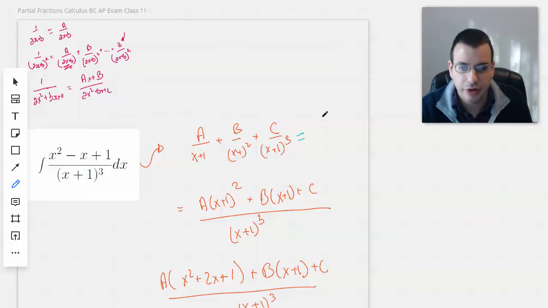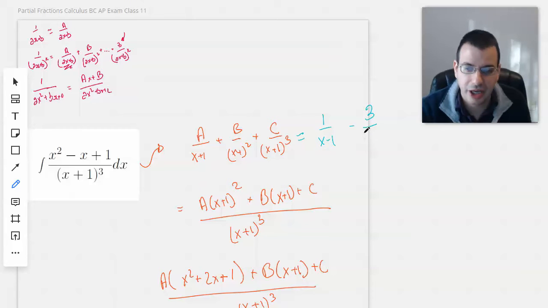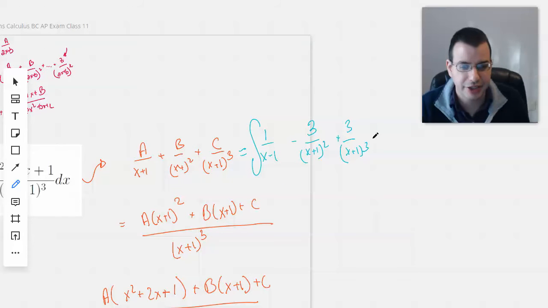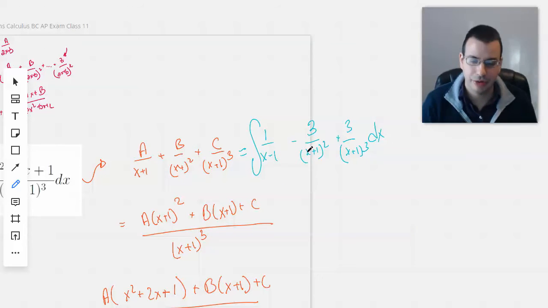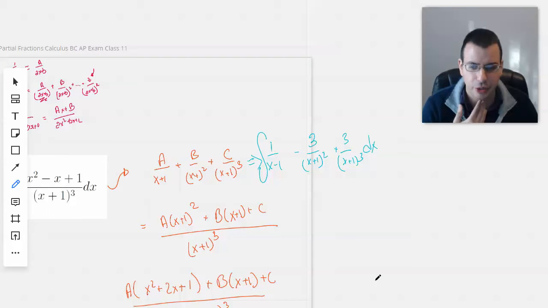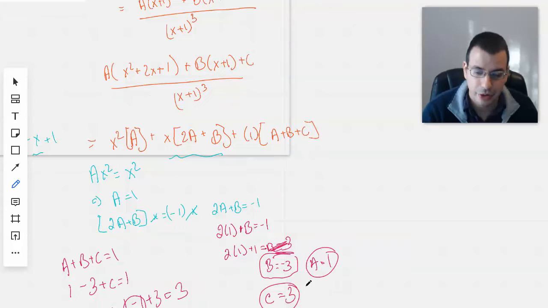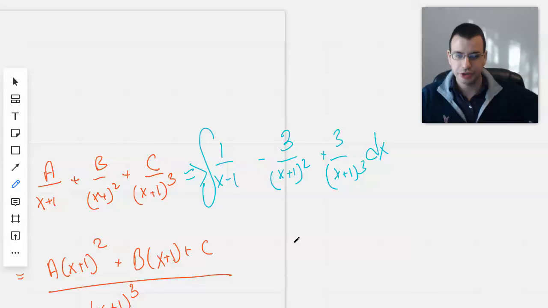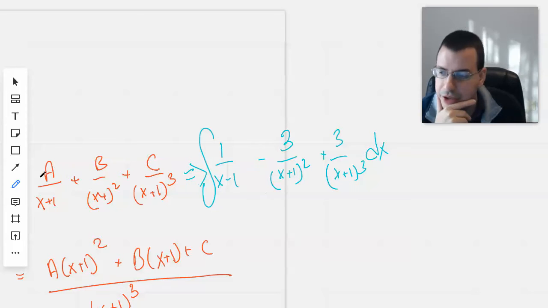Let's see, 1 over x plus 1 minus 3 times x plus 1 squared plus 3 over x plus 1 cubed. And then this is integral dx. I know my notation is terrible, so I'll change this to an arrow. So it says that they're related, but I don't want to specify why. 1, negative 3, 3. Yes. Okay. So now, off to the integration part.